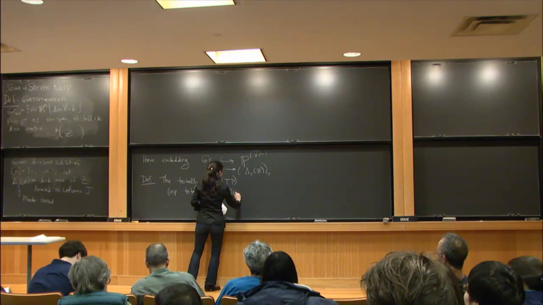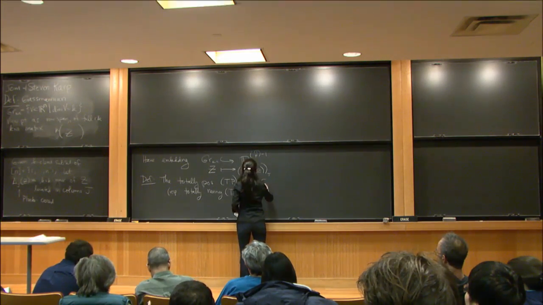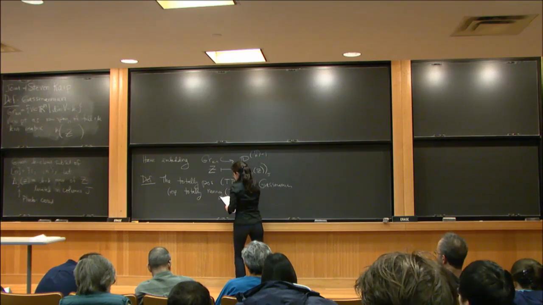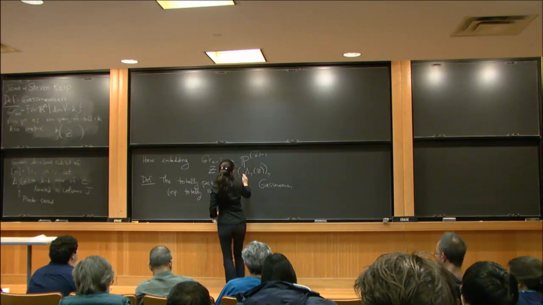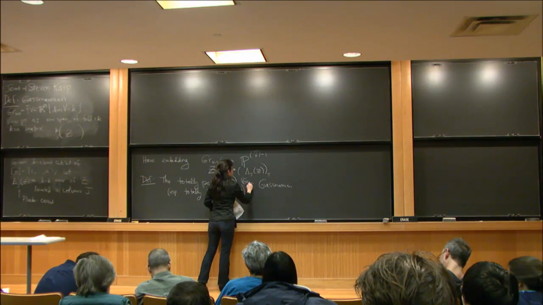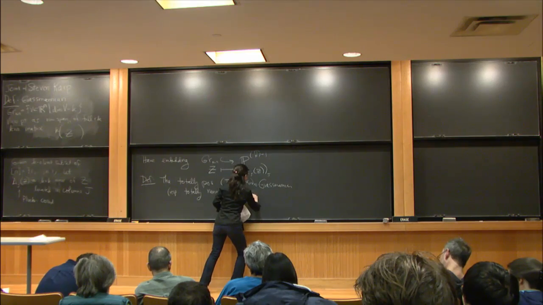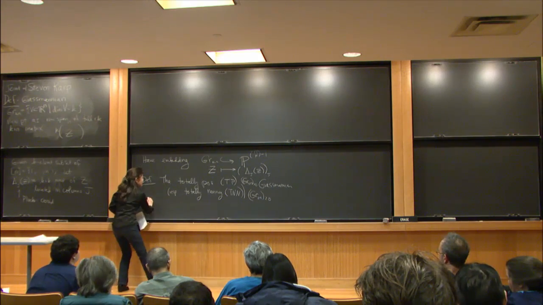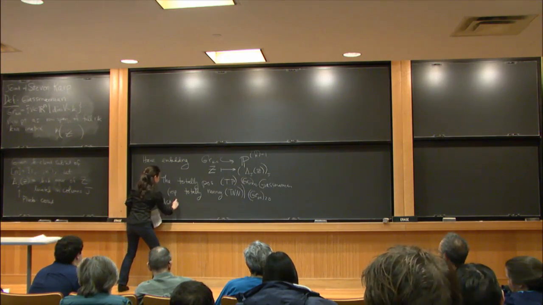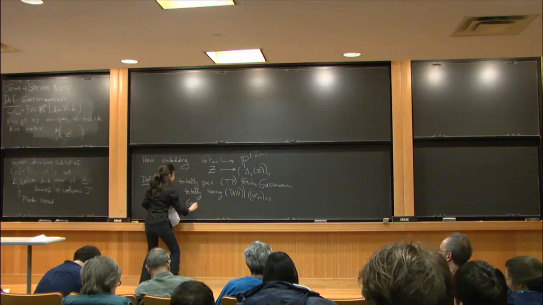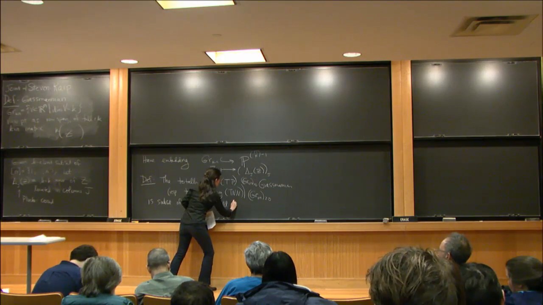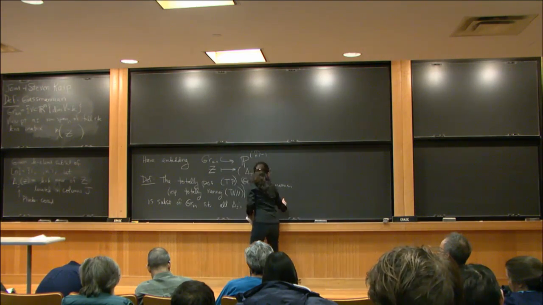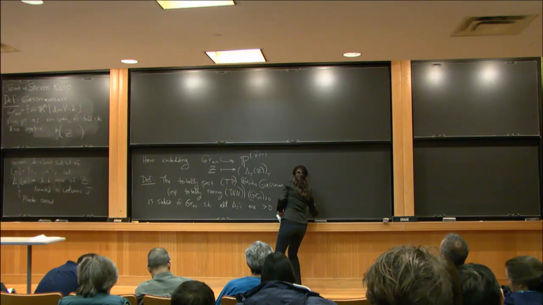The totally non-negative Grassmannian. Okay, let me write down my notation. So the totally positive part is Gr_{k,n}^{>0}, and the totally non-negative part is the subset of the real Grassmannian such that all of our Plücker coordinates are strictly positive, respectively non-negative.